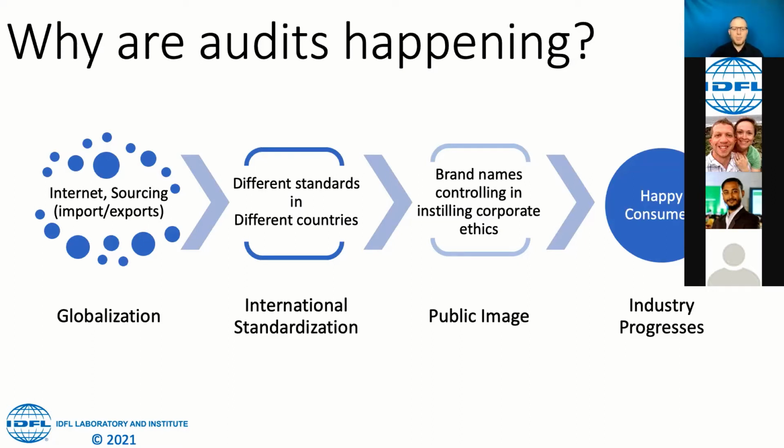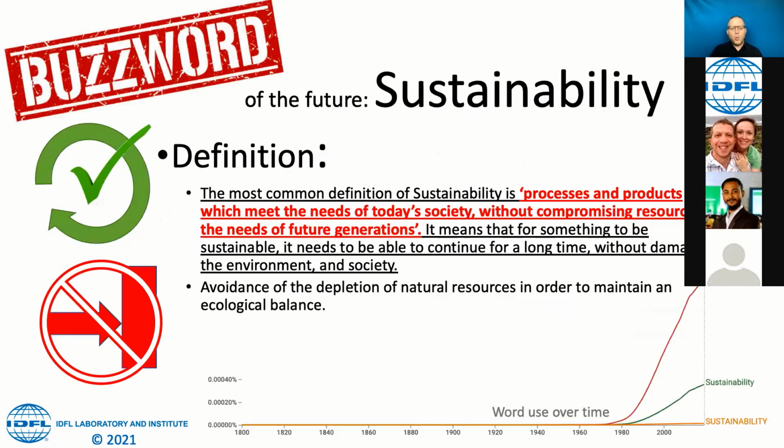Name brands are trying to be more responsible, rather than just having empty promises that we're going to do better next year. They're actually substantiating this through a lot of different types of audits. The one thing that is really key that everybody understands is this new tribal support of sustainability. As we look at some of the different definitions available, sustainability is really the processes and products which meet the needs of today's society without compromising the needs of future generations.